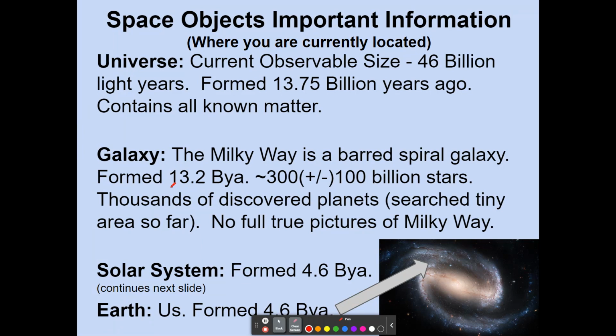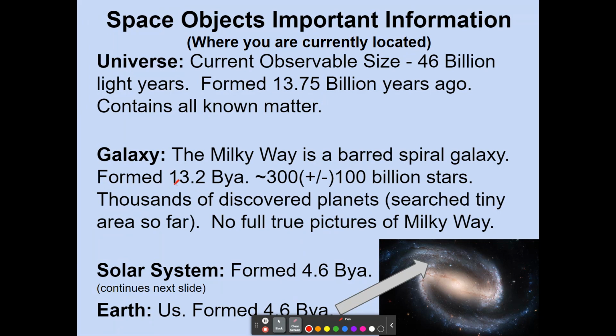Now, when this galaxy formed, it formed about 13.2 billion years ago. That's just a little bit after our universe formed. We'll do the Big Bang later on in the unit, but right now they think it formed roughly 600 or so million years after the Big Bang. That's not too far from the origin. There are thousands and thousands of discovered planets. Those are exoplanets. We'll talk about those a little bit later in the unit as well. And again, there are no full true pictures of the Milky Way.